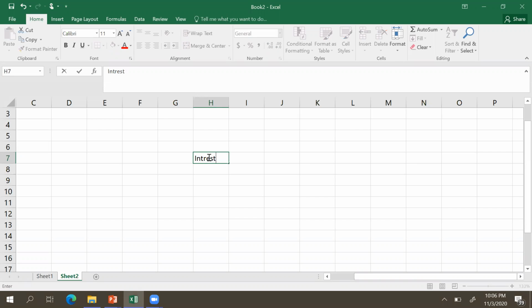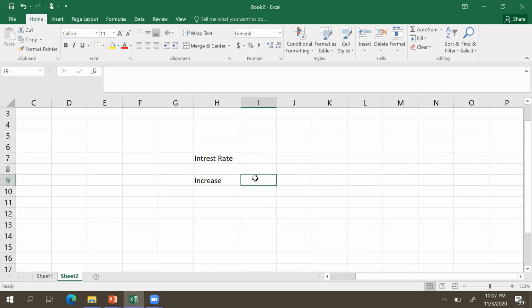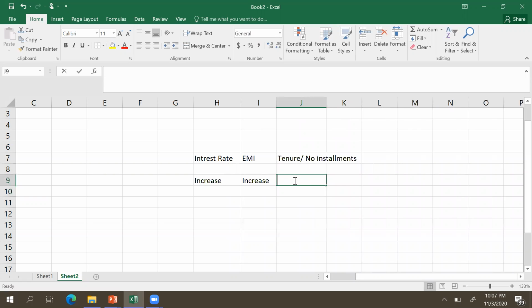If the interest rate increases, then what will happen? What are the two possibilities that can happen? So, one is that your EMI will increase. Second thing, what can happen is that if you want to keep your EMI constant, then your tenure of the loan or the number of installments will increase. Any of these two things can happen.